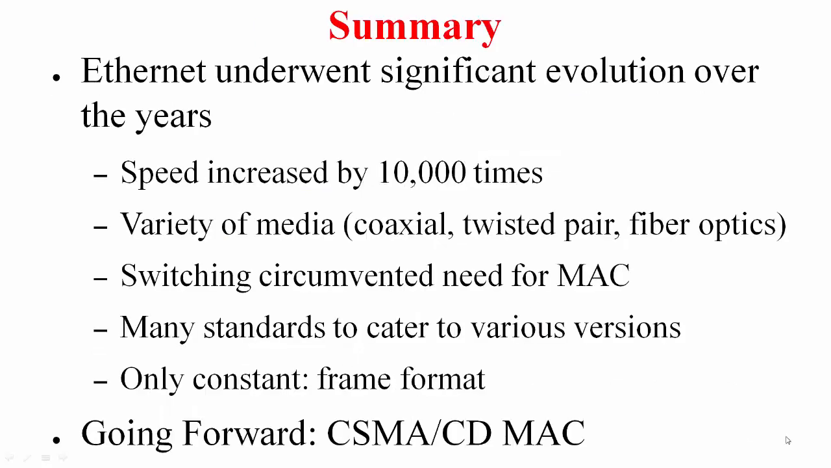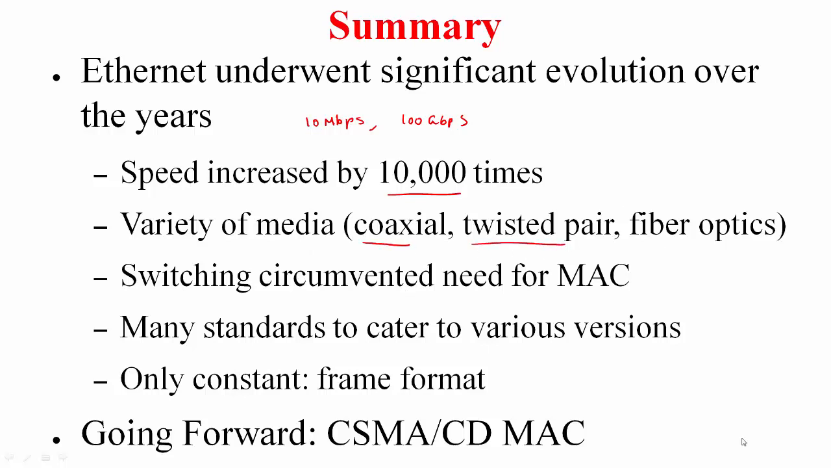In summary, Ethernet underwent significant evolution over the years. It started out with 10 Mbps. Now we are dealing with 100 Gbps Ethernet. The speed increased by 10,000 times. Ethernet operates over a variety of media. I mentioned coaxial and twisted pair. It can also work over fiber optics.